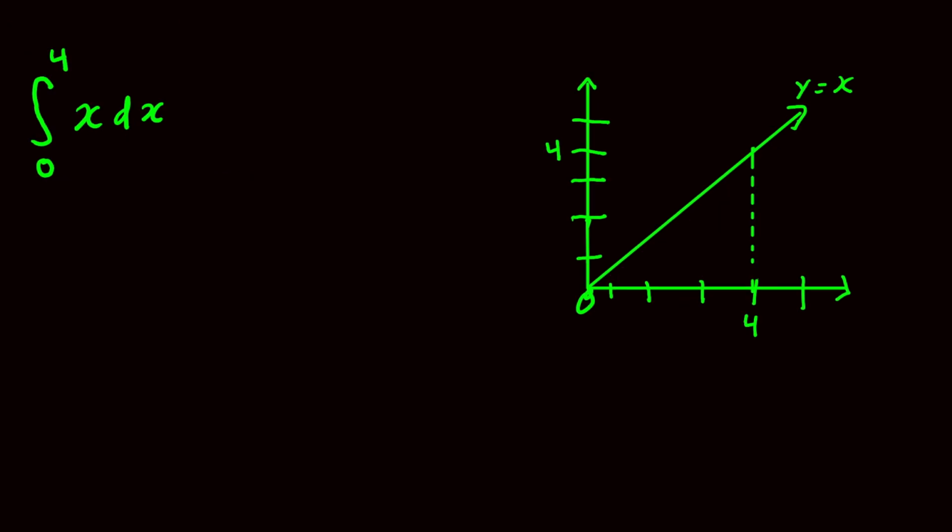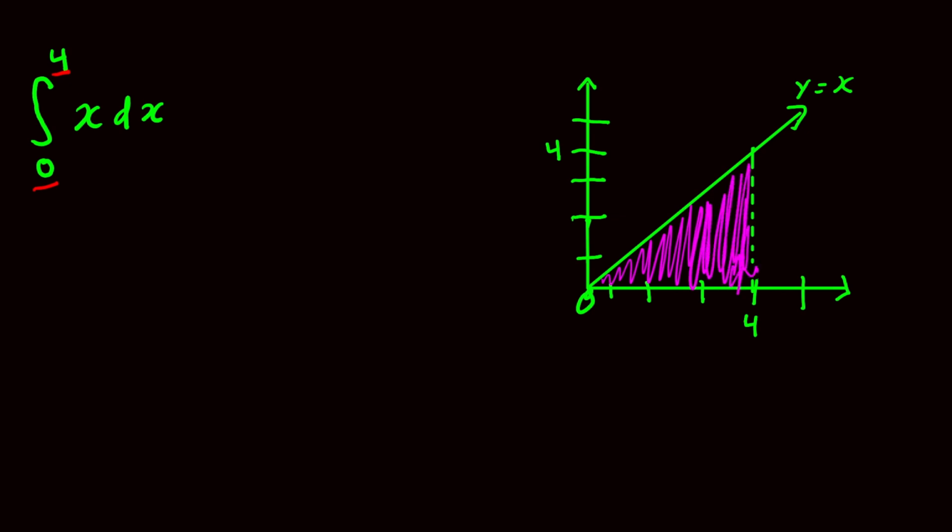Okay, so here's the same graph. We're solving the integral from 0 to 4 of x dx. Well, this is a line, y = x, the same graph as before, and we're trying to find this area right here from 0 to 4.